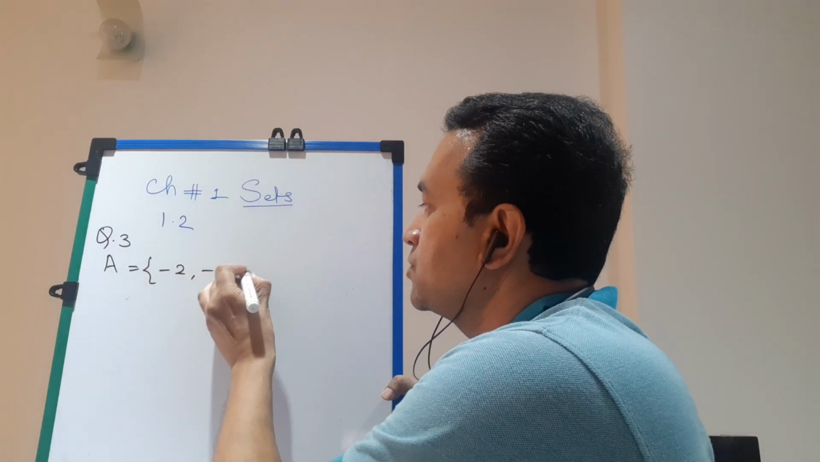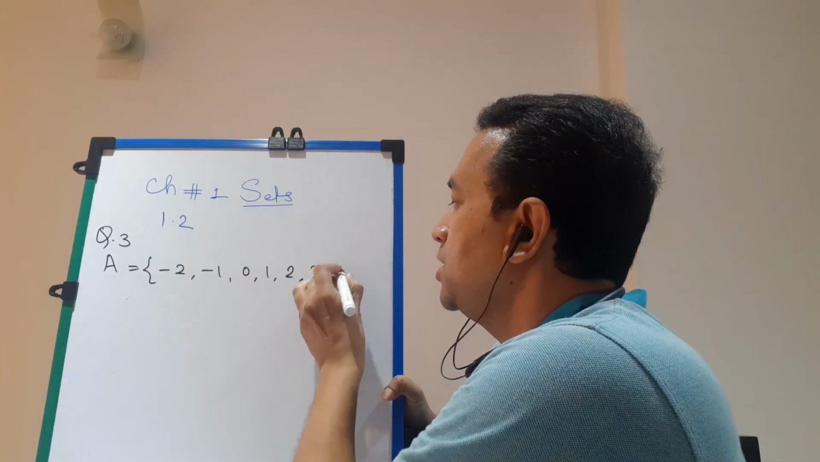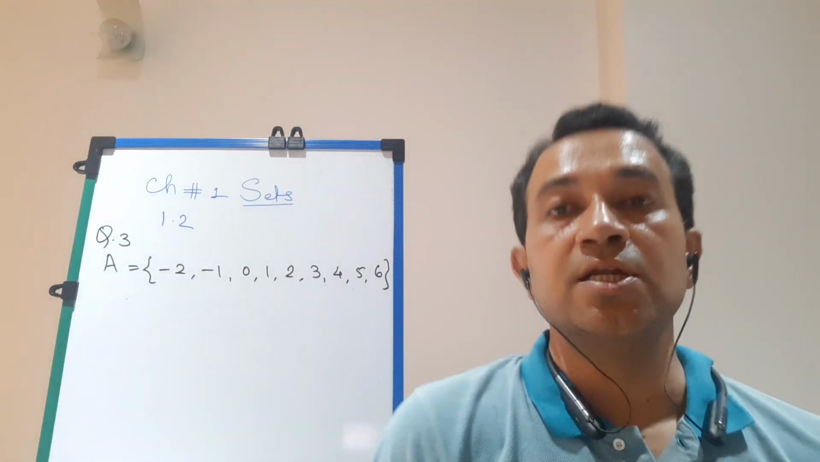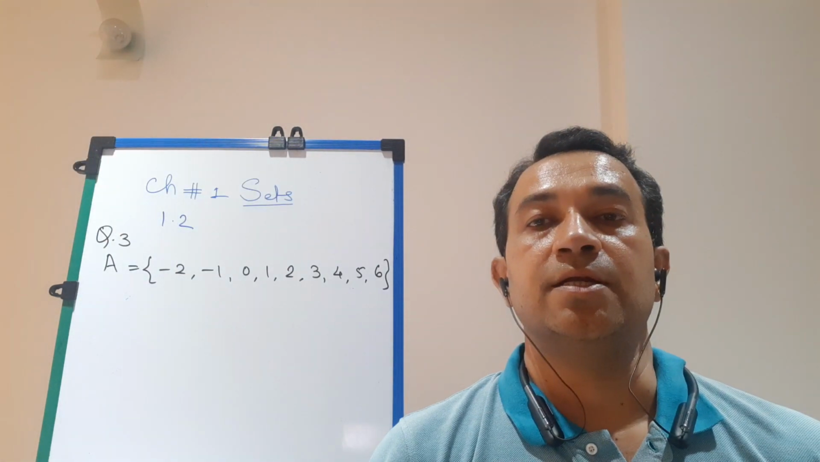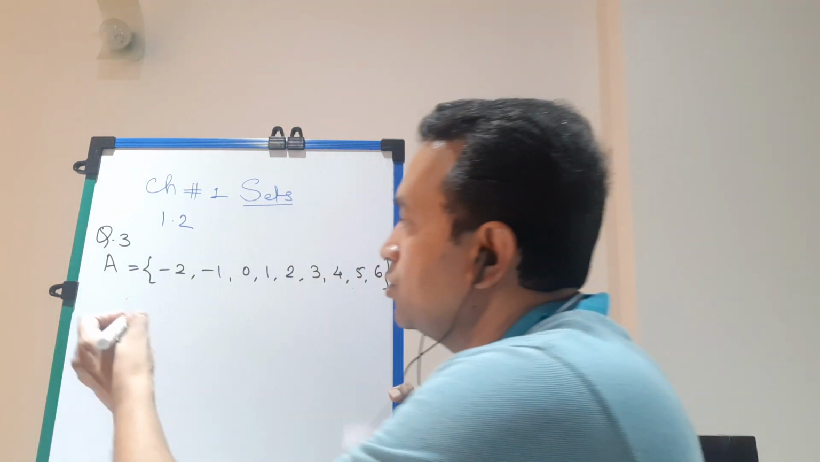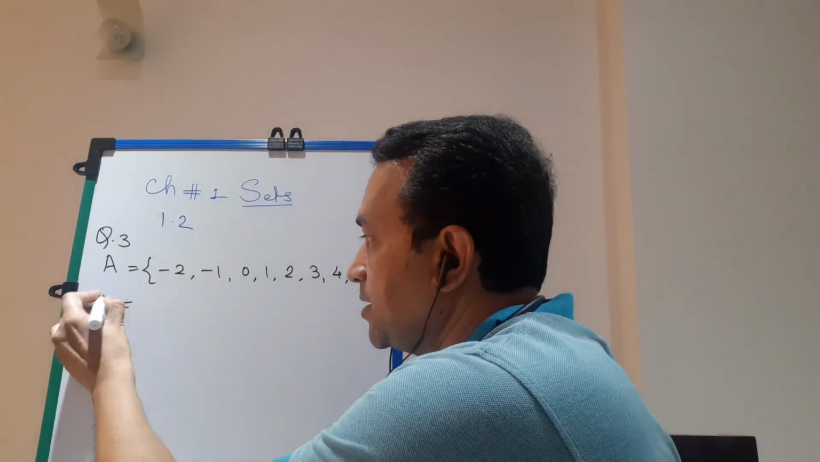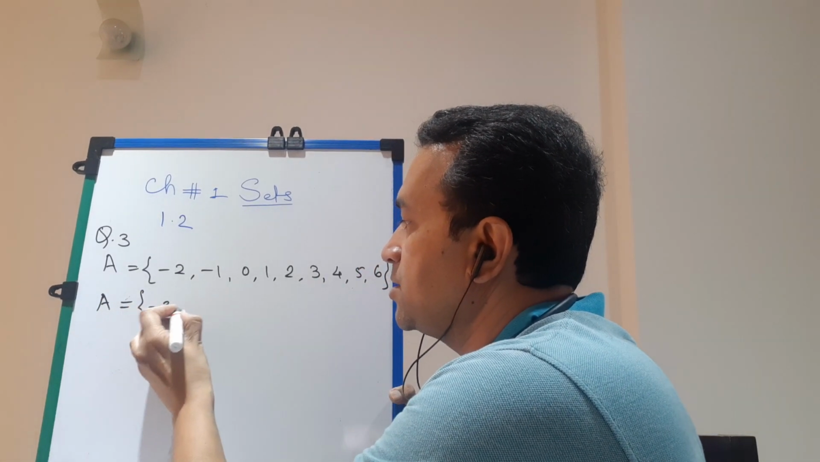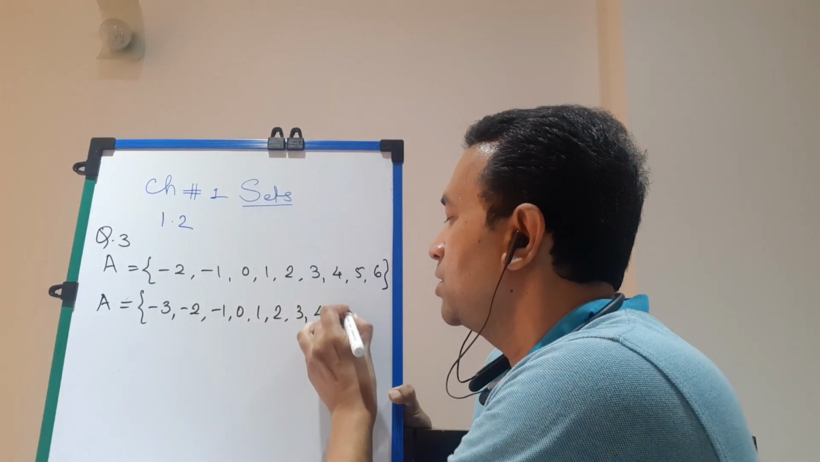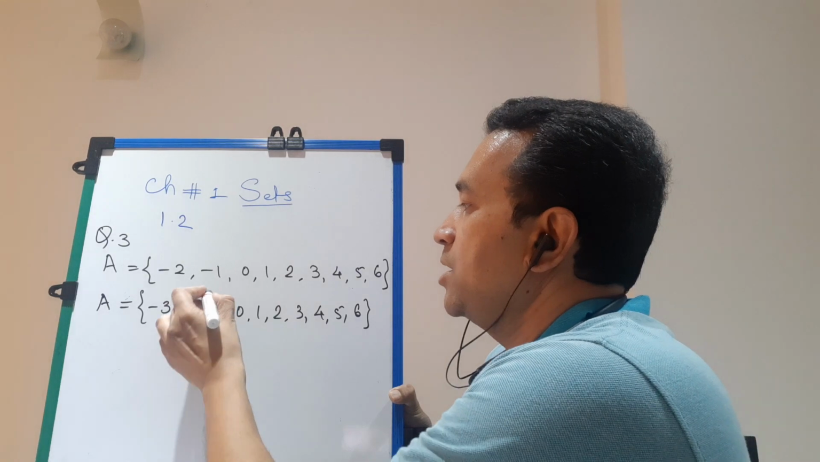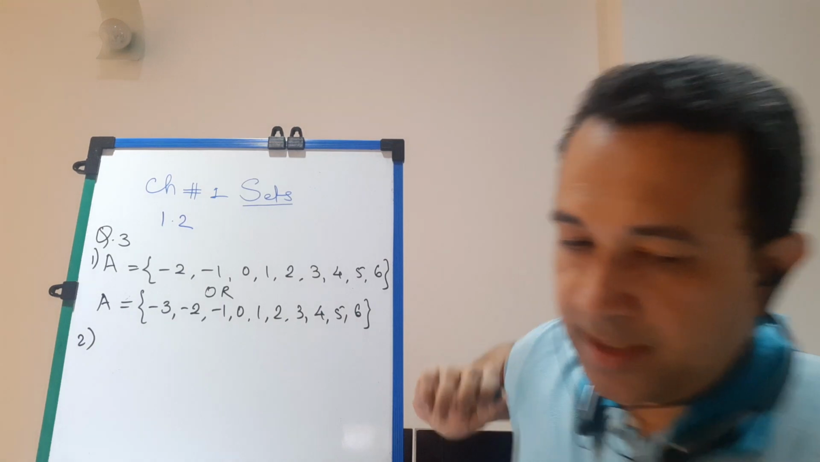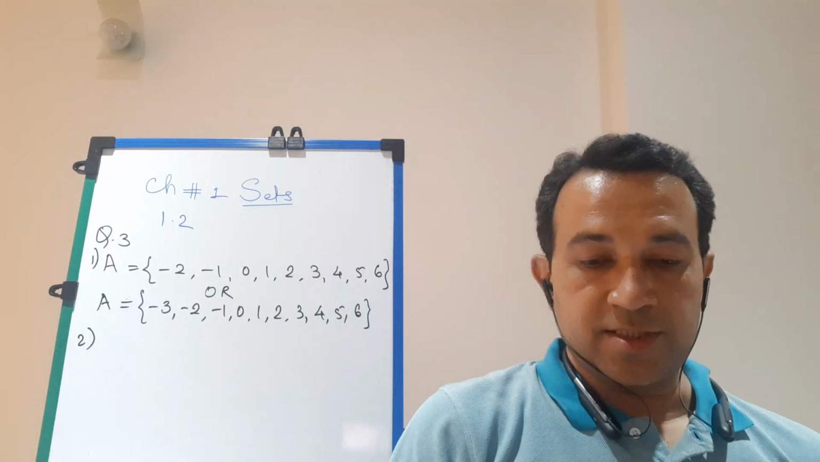So question 3, set A is minus 2, minus 1, 0, 1, 2, 3, 4, 5, 6. And if minus 3 was included, then I would have written one more element. So the answer would start from minus 3, minus 2. In the second option, I would have written minus 3, minus 2, minus 1, 0, 1, 2, 3, 4, 5 and 6. So I am writing the answer in both ways for the first question, students, as there is some technical error in printing.